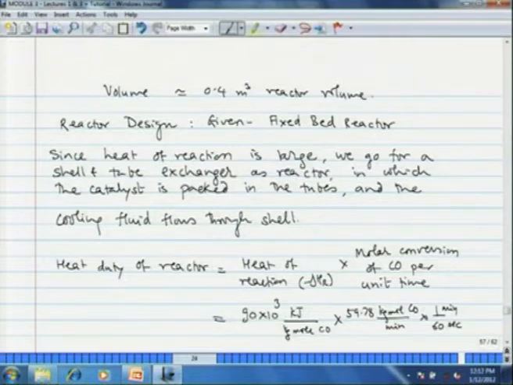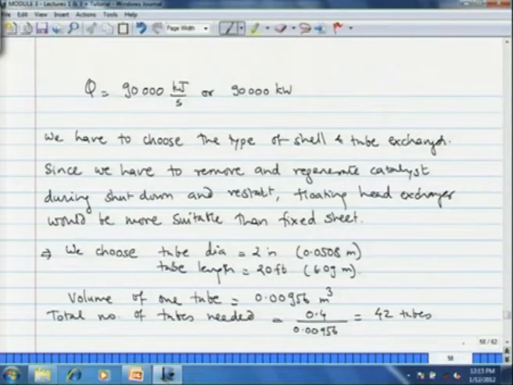To find the heat duty of the reactor, we first have to calculate the heat of reaction times the molar conversion of CO per unit time. We have the rate in minutes, but the heat transfer coefficient will be in kilowatts, so we convert that flow rate into a per-second flow rate. So, 59.78 kg mole CO per minute divided by 60 seconds, times 90 into 10 to the power 3 kilojoule per kg mole CO. That gives us the total heat of reaction as 90,000 kilojoules per second, or 90 megawatt.